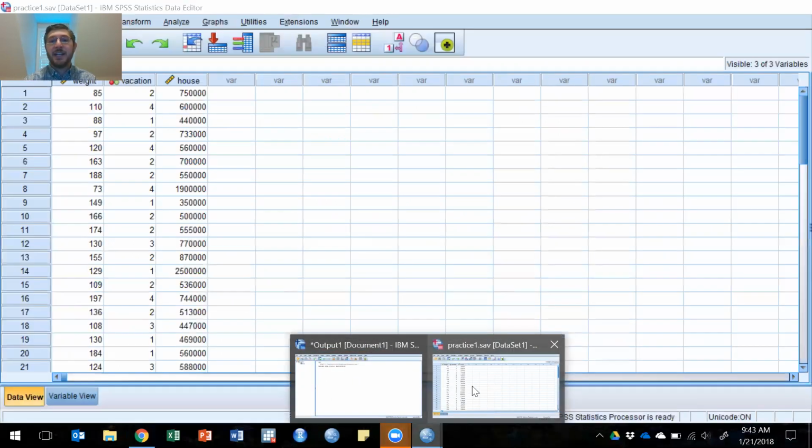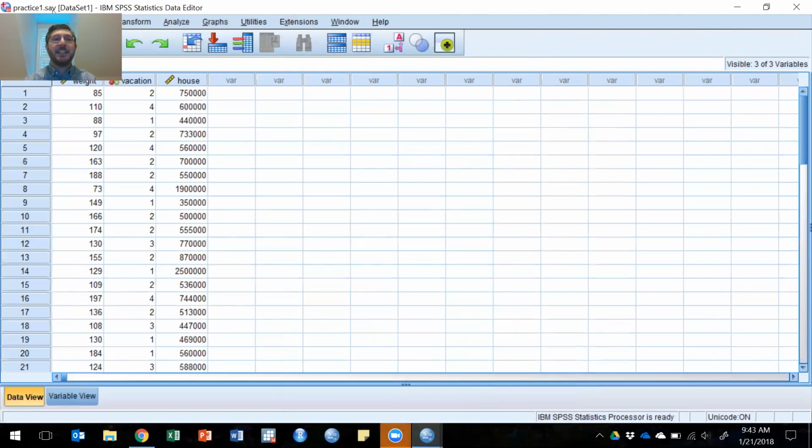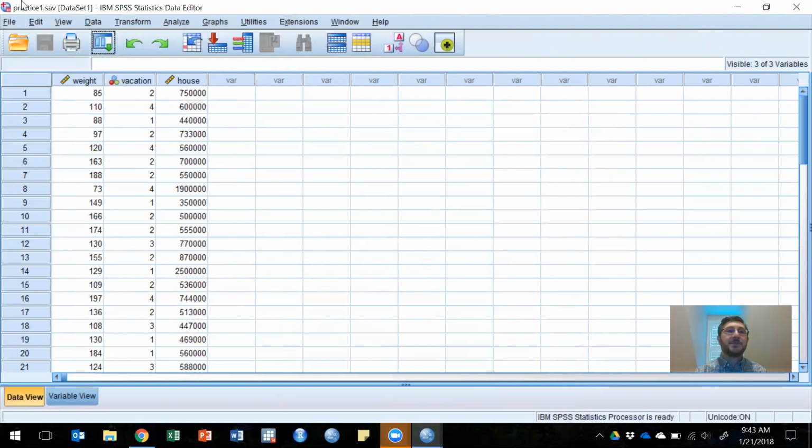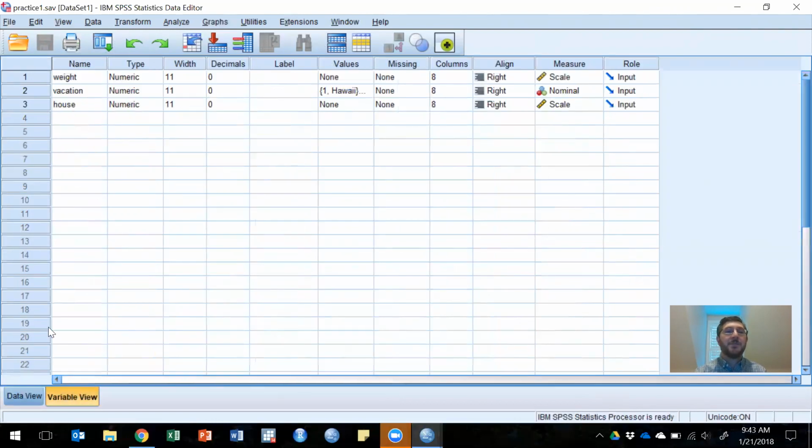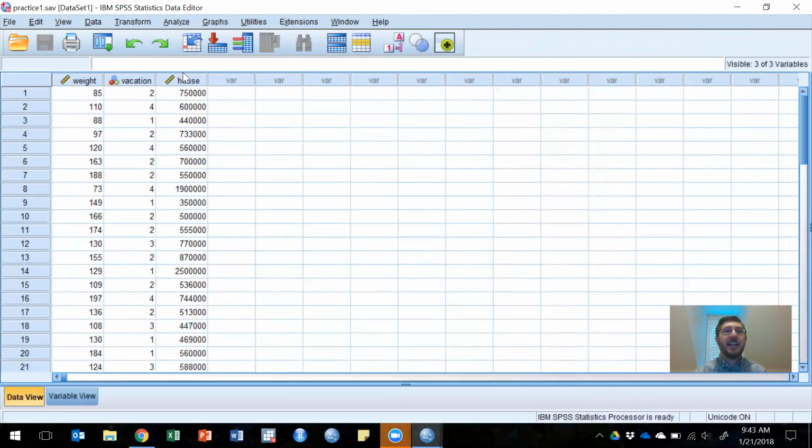Let's look at this real quick in SPSS. So if you open that practice data set, you'll see there are 3 variables in here. One represents weight. One is, I believe, where they want to go on vacation. The third one is housing values. If you look, weight and home prices are continuous variables, and they're measured on an interval ratio scale. So the values are meaningful.